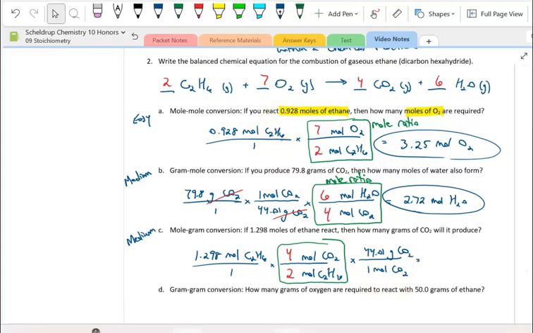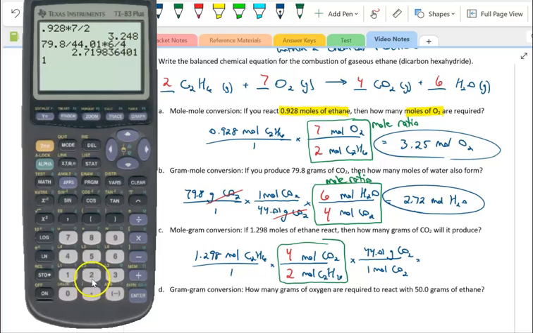In my calculator, I type it in just like before. 1.298 times 4 divided by 2 times 44.01. Now my given started with 4 significant figures. So now I'm going to write down the first 4 digits. So 114.2.